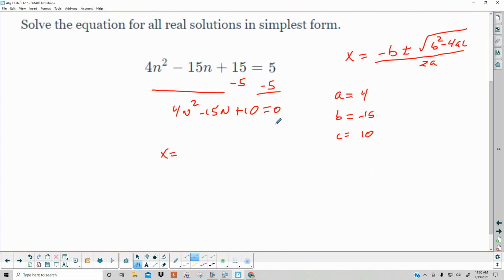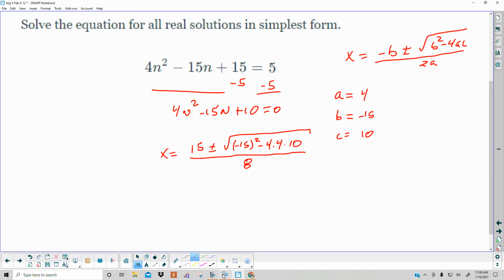So x is going to be equal to the opposite of b. So 15 plus or minus the square root. And remember, when b is negative, you need to put that in a parenthesis to type it in your calculator. Minus 4 times a times c. And that 4 is always there, this 4, okay? And it's all over twice a, so that would be 8.